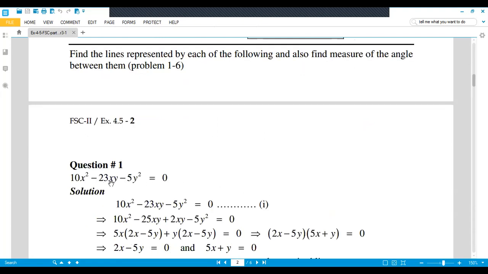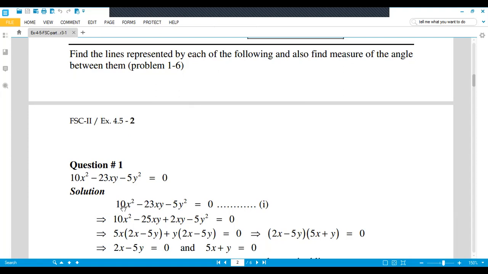Question number 1 is 10x square minus 23xy minus 5y square. In the same way, just like in the proof, we factorize it by the PQ method. So what will we do? 5 multiplied by 10, what do we get? We get minus 5 multiplied by 10 by the PQ method, that is minus 50.